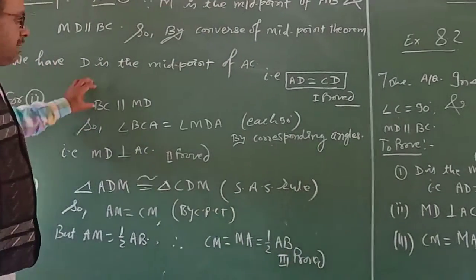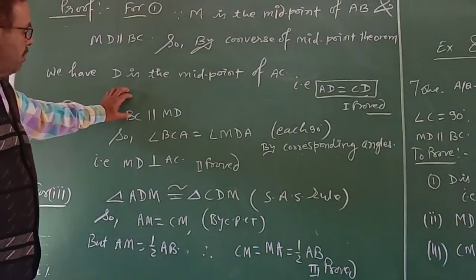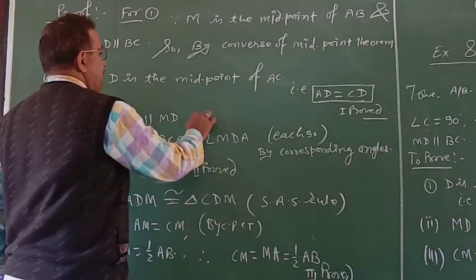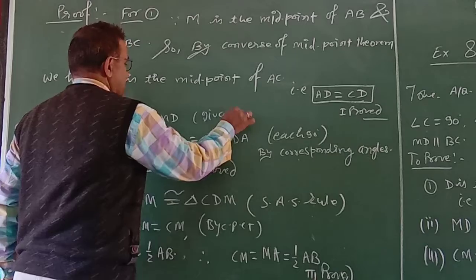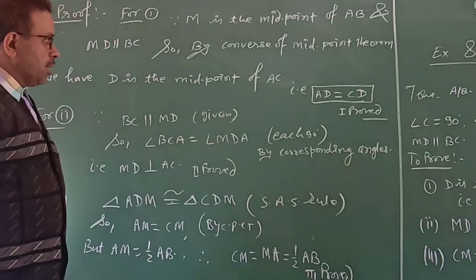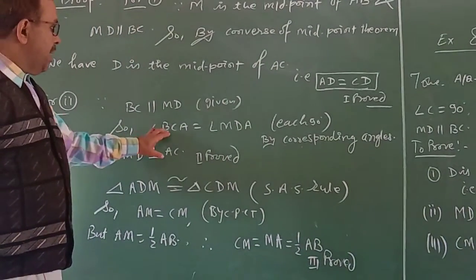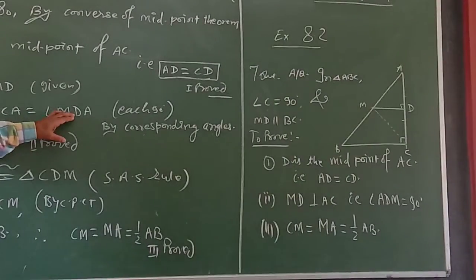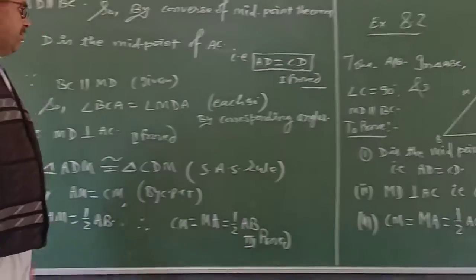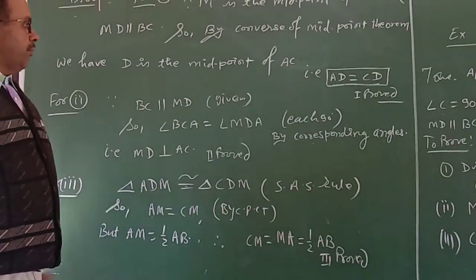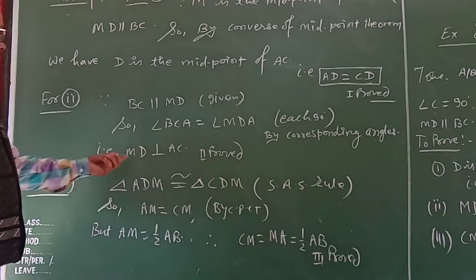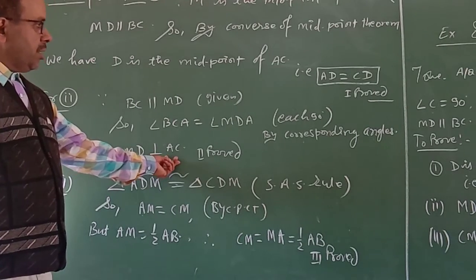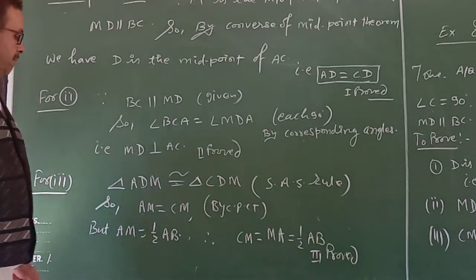For second, since BC parallel MD, it is already given. Then by corresponding angles, we have angle BCA is equal to angle MDA, each 90 degree, and the meaning of this, we have MD perpendicular AC. It is the second proof.